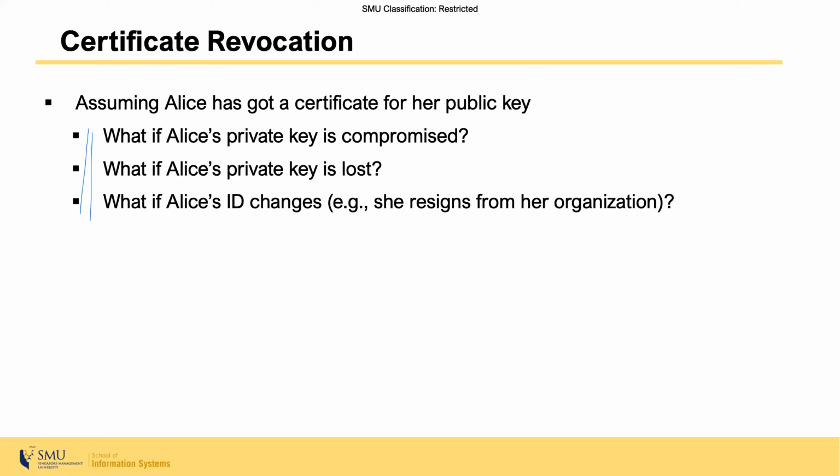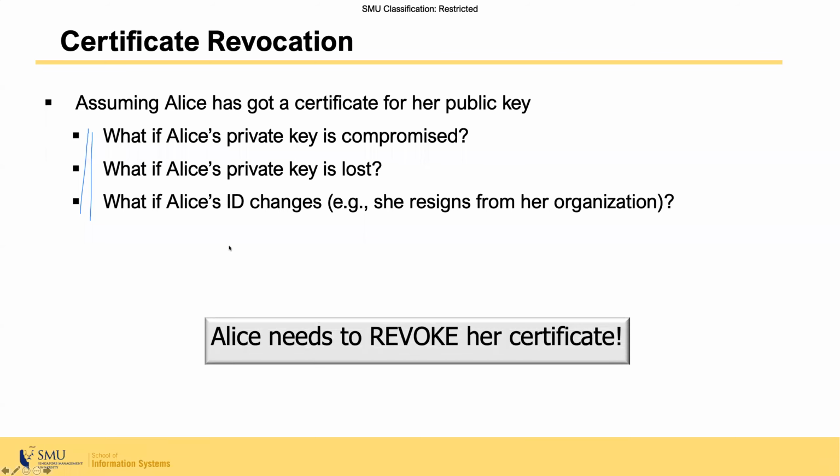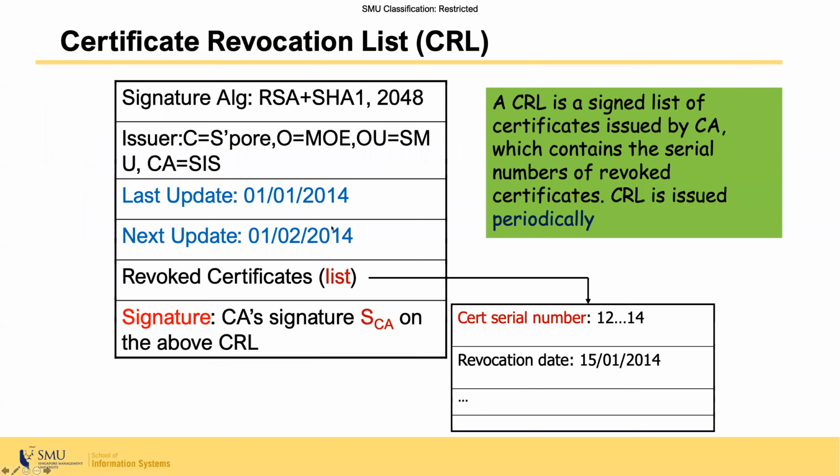So how do you revoke? It is kind of a manual process. It is not done automatically. The owner who owns the certificates needs to revoke your own certificate. And when you do that, when you revoke the certificate, the CA who has issued the certificate will keep a list called Certificate Revocation List, CRL in short.